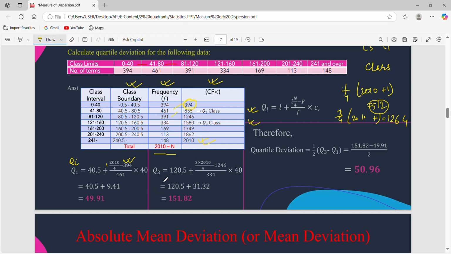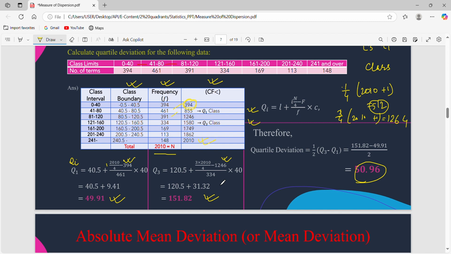Same way for the Q3 class, L is 120.5 and i equals 3. So 3 into 2010 divided by 4, minus capital F just above the Q3 class, 1246. Divided by f, the corresponding frequency, 334, into C, that is 40. So we got 49.91 and 151.82. Just put the values in and divide by 2. You will get 50.96. So this is your quartile deviation.